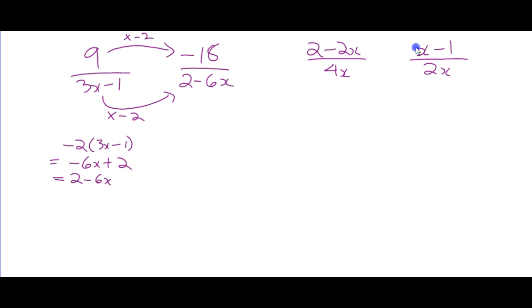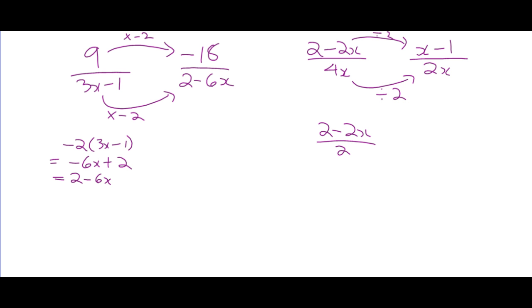4x divided by 2. Okay, so if I divide this by 2, I get that. So the question is, if I divide this by 2, will I get that? So we want to work out (2 minus 2x) divided by 2. Okay, common factor.